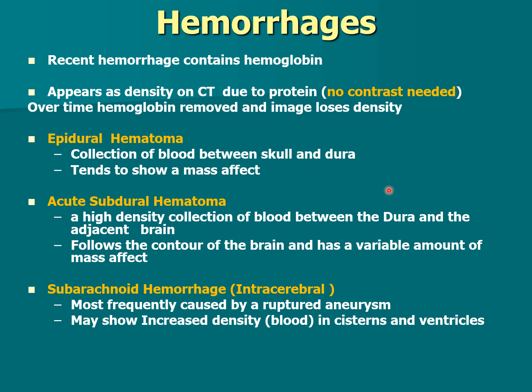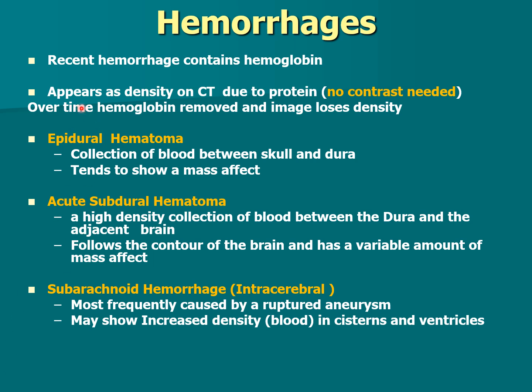We don't want to give contrast if we're looking for a hemorrhage or a bleed. On the trauma, we do not give contrast to start with. We want to see if there's bleeding into the brain. So over time, the hemoglobin is removed and the image loses its density, and it would go back, just like we saw on there, back to the same density as the brain. So to start with, for trauma or suspected bleeding, we do not want to give contrast.